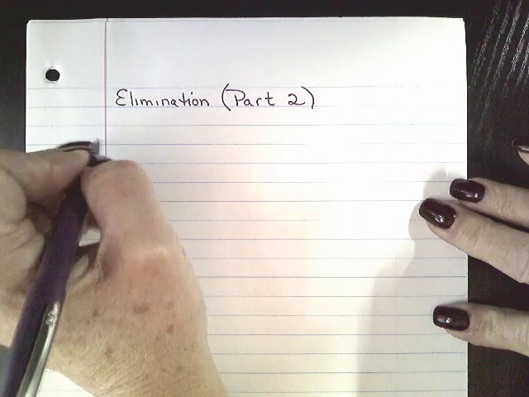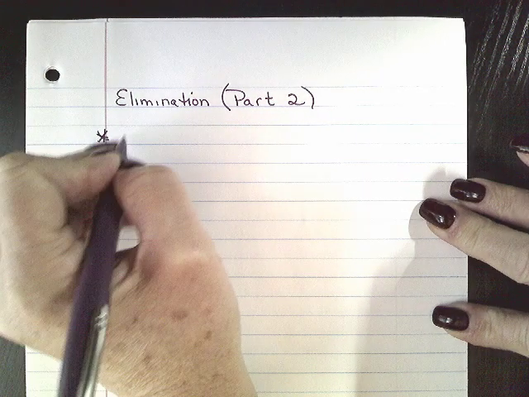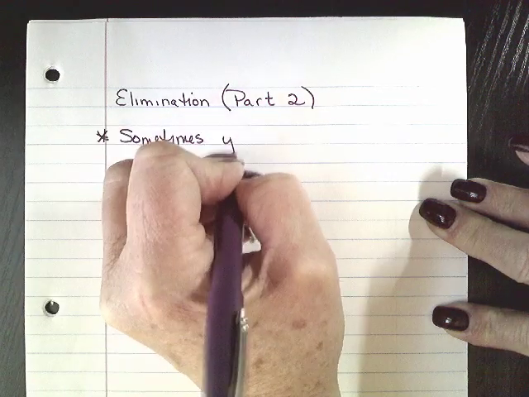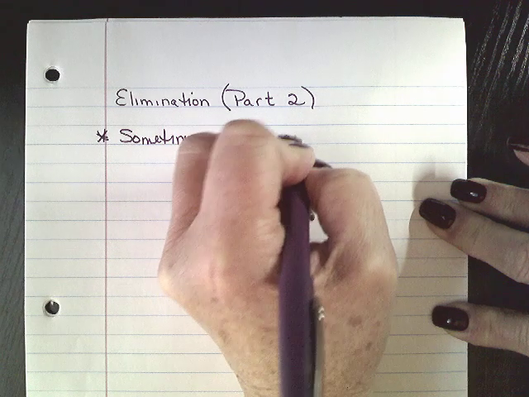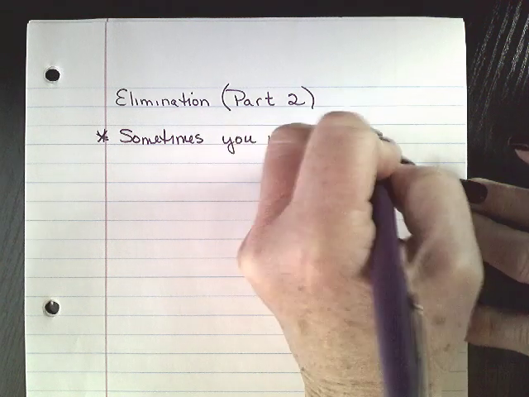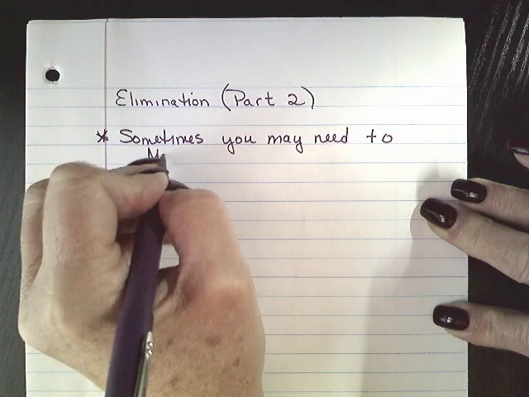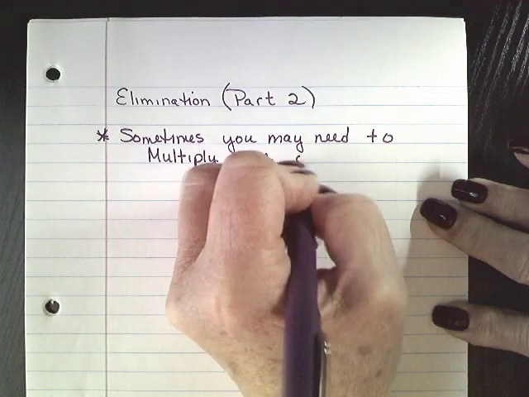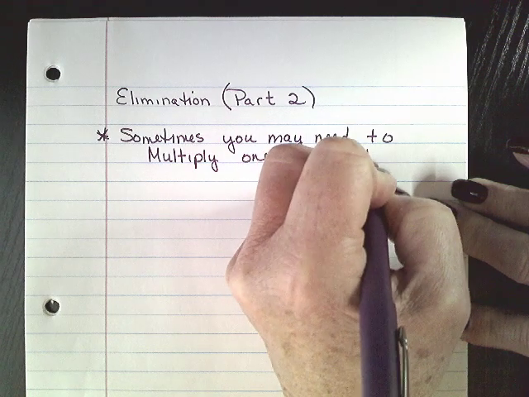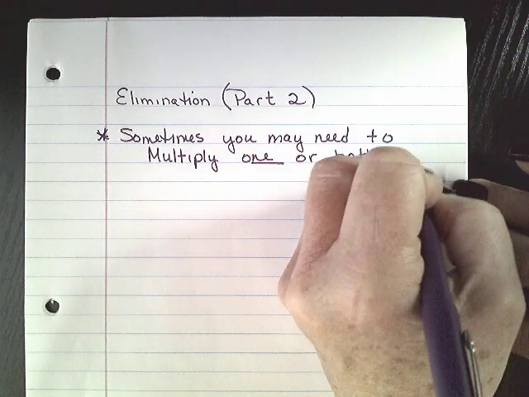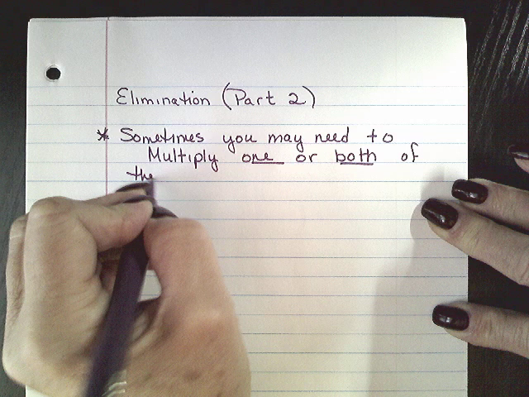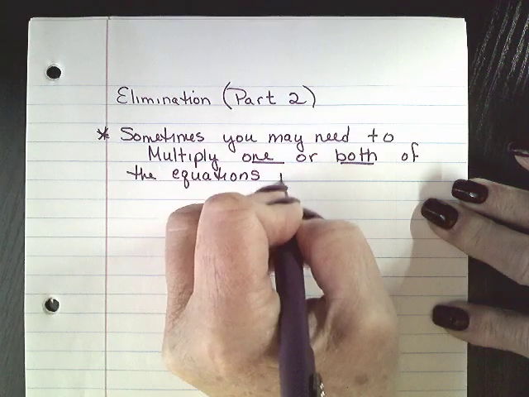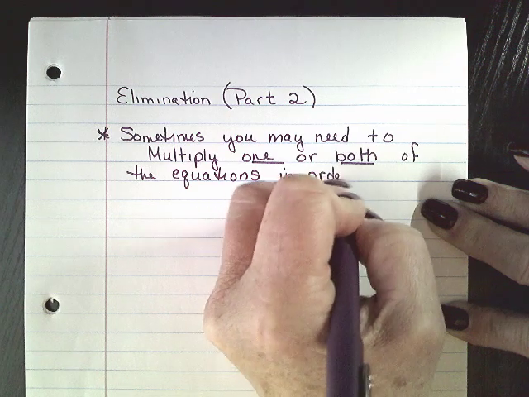So for elimination part two, sometimes you may need to multiply one or both of the equations in order to eliminate a variable.